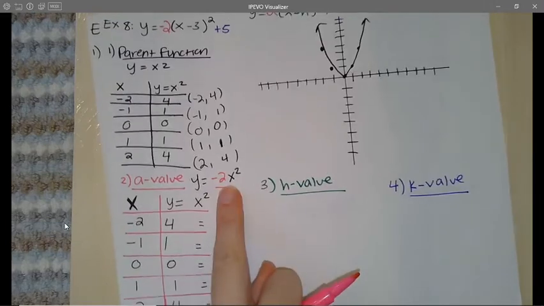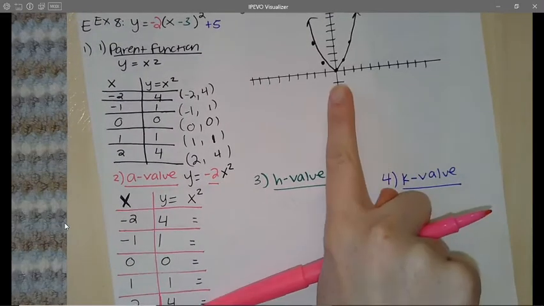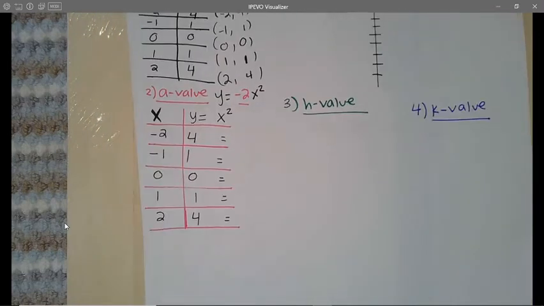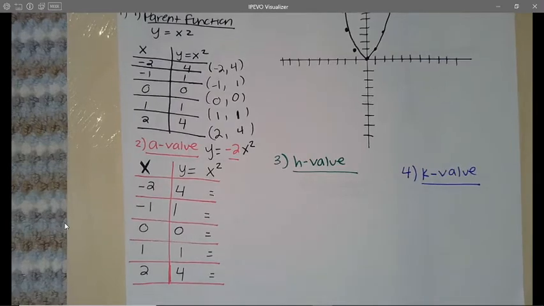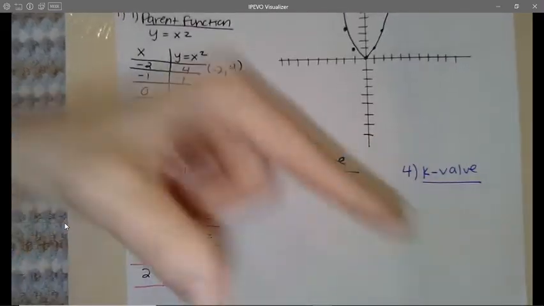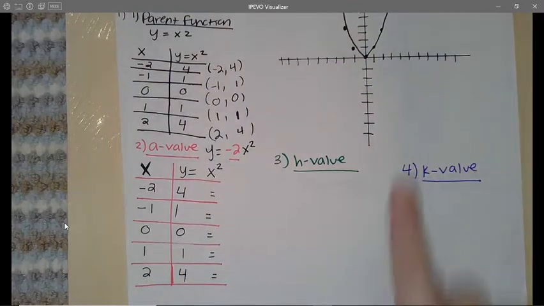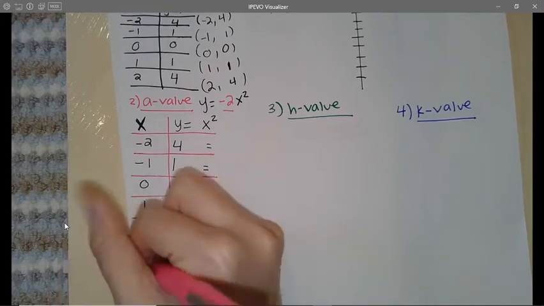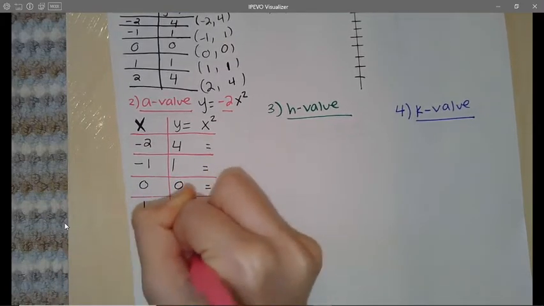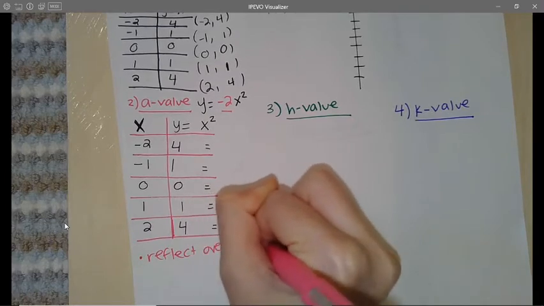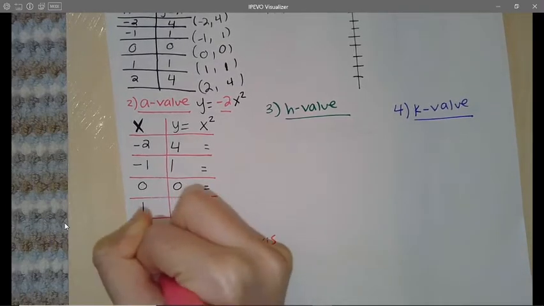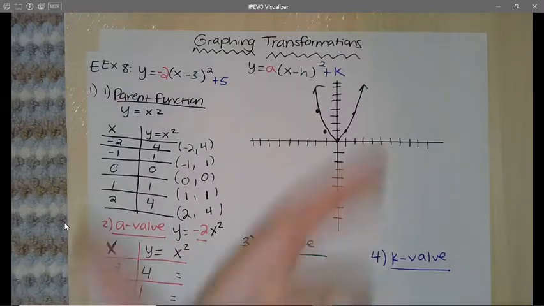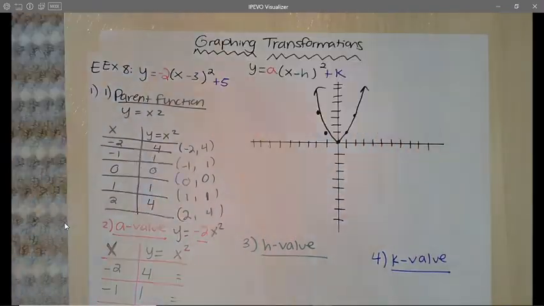Okay, so first of all, since a is negative, do you guys remember what happens to your graph when the a value is negative? Of course you do. When a is negative, the graph will flip upside down, which is called reflecting over the x-axis. So since a is negative, the graph will reflect over the x-axis, and that's because a is negative. So I already know my graph should flip upside down if I do it right.